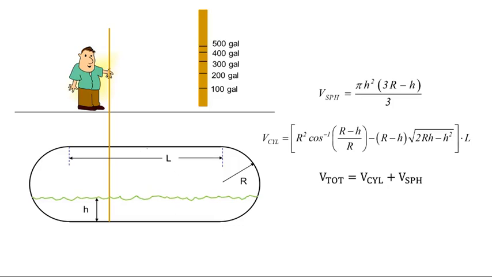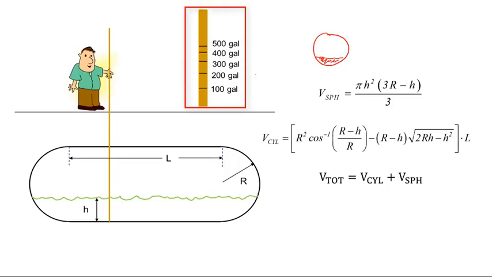The tank is a cylindrical tank, so the cross section is a circle, but then it's got these hemispherical ends. If we looked at the cross section, you might have fuel in the bottom that takes up a depth h. And what you want to be able to do is create this calibration scale that I've shown here.